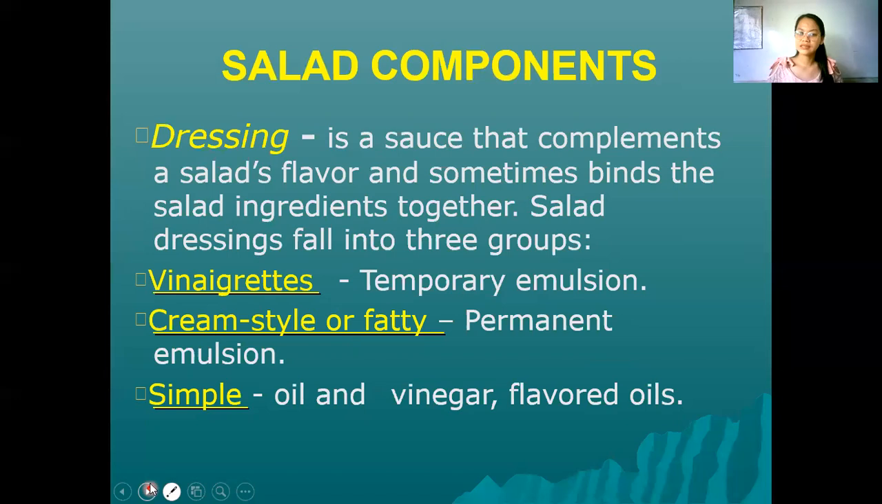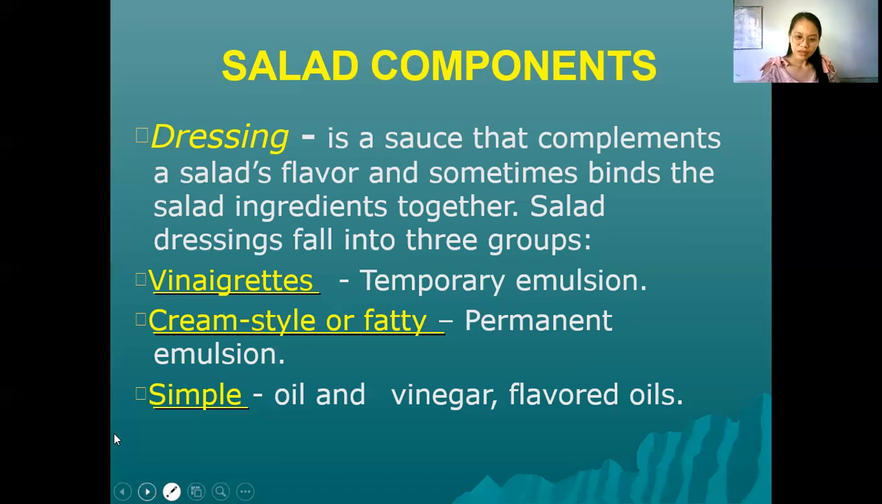That is why a dressing is just a sauce that complements the salad's flavor and sometimes binds the salad ingredients together. Salad dressing falls into three groups. So the first is vinaigrettes, which are temporary emulsion, cream style or fatty emulsion, or the permanent emulsion, and the simple one, which is oil and vinegar or flavored oils.